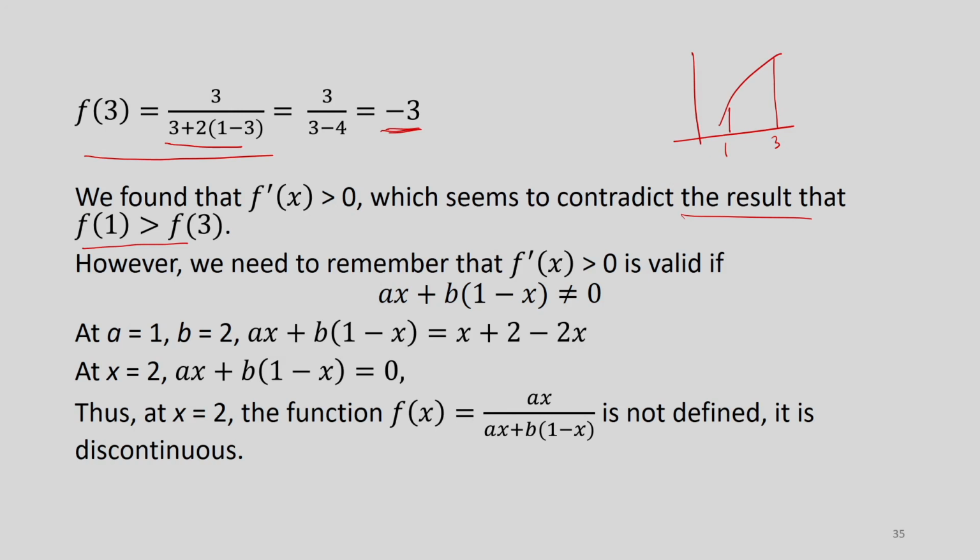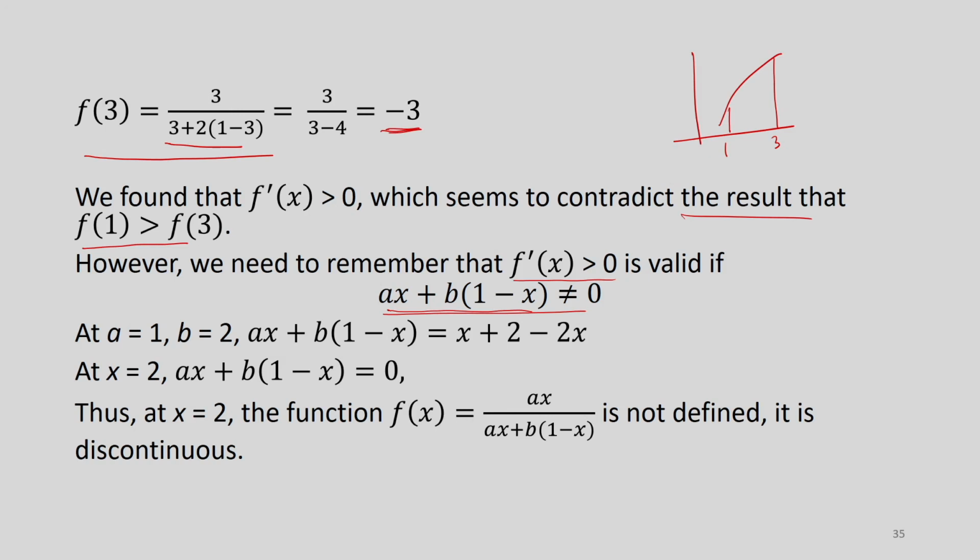Well, the reason for this seeming puzzle is that f prime of x is greater than 0 is valid only if the denominator is not 0, right. Denominator is not 0 means a x plus b multiplied by 1 minus x cannot be equal to 0. If that is equal to 0, then we are in trouble.